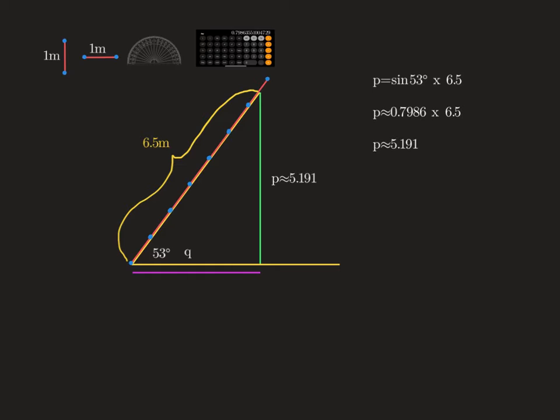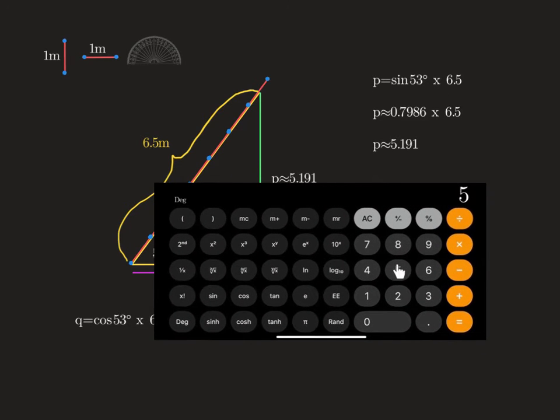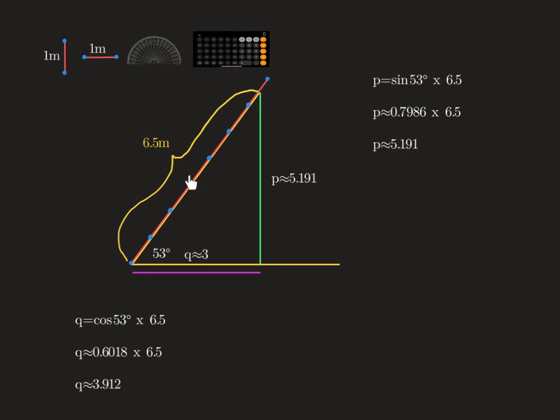And the length on the ground from this point all the way to the right, which is directly underneath the tip of the ramp, is going to be the cosine of 53 degrees times the length of the ramp. Well, cosine of 53 degrees is about 60.18%. So it's going to be about 60.18% of the total length of that ramp.